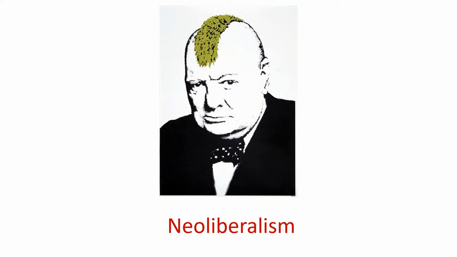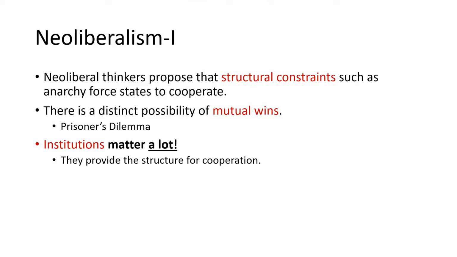Neoliberals argue that there is no global government, yet there is such a thing called global governance. They argue that global governance exists because we have international law, international agreements among states, and cooperation is not the exception, but rather the norm in global politics. Neoliberal thinkers argue that structural constraints such as anarchy force states to cooperate. They argue that there's a distinct possibility of mutual wins. To them, global institutions like the United Nations matter a lot because they ensure cooperation. They provide the structure for cooperation, and they reduce the cost of interaction and the cost of cooperation.